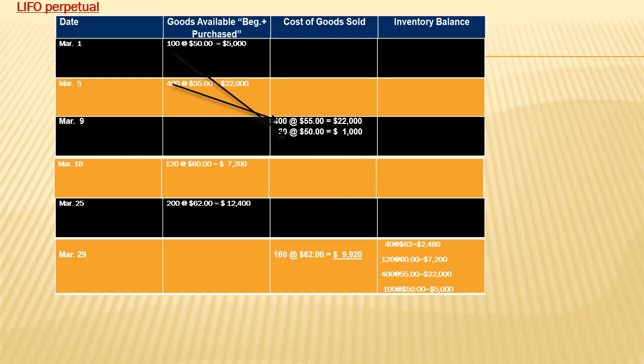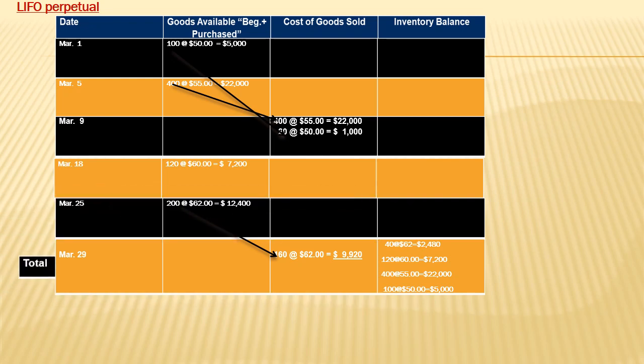How about the remaining inventory? Here from the 200 I took only 160, so the remaining will be 40 units times $62 per unit. From the 120 I did not take anything, so it stays as it is. From the 400 I did not take anything, so as it is. And also the 100 units I did not take anything from, so as it is.